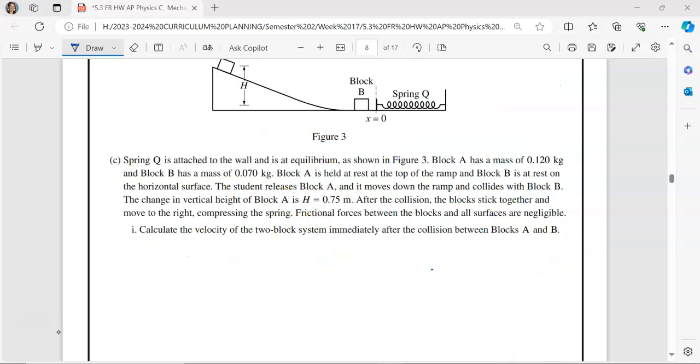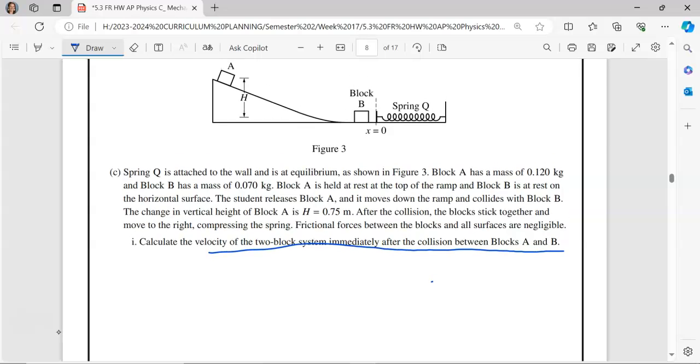Okay, so let's look at this next part. We need the velocity of the two-block system immediately after the collision between blocks A and B. Anytime there's a collision, I know I'm going to be using momentum conservation. Let me draw block A where this collision occurs. A is going to have some velocity here, and then afterwards they are going to move off together, A and B, with velocity of both. Because it does say that the blocks stick together, this is going to be a perfectly inelastic collision.